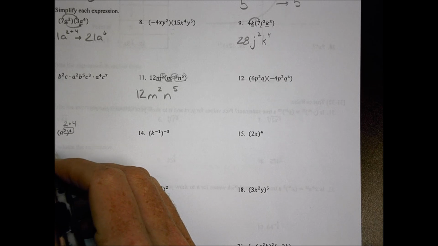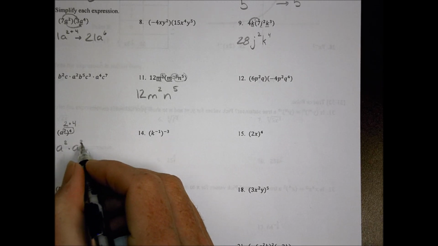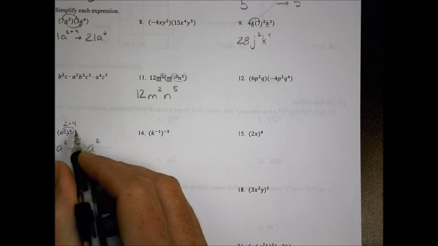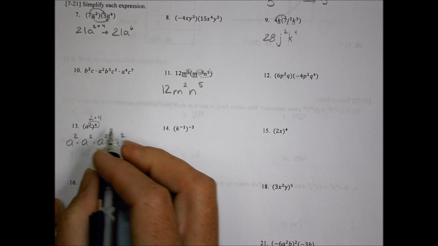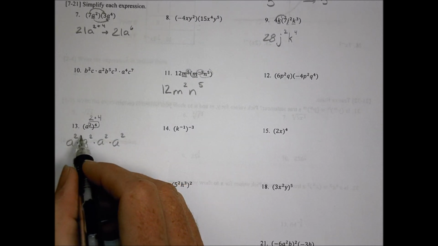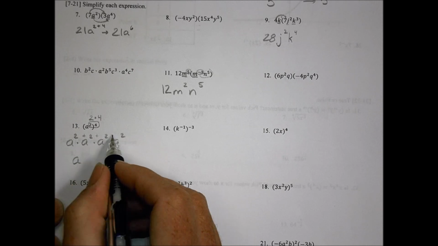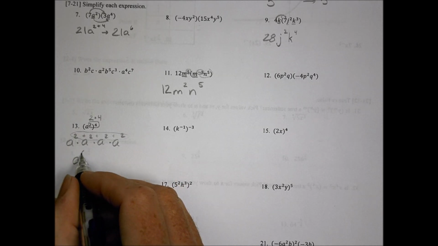This is a squared times a squared times a squared times a squared. Right? That is a squared to the 4th power, 4 times of doing that. If I was to do it this way, my base would be the same, a, and I would add these up: 2 plus 2 plus 2 plus 2.